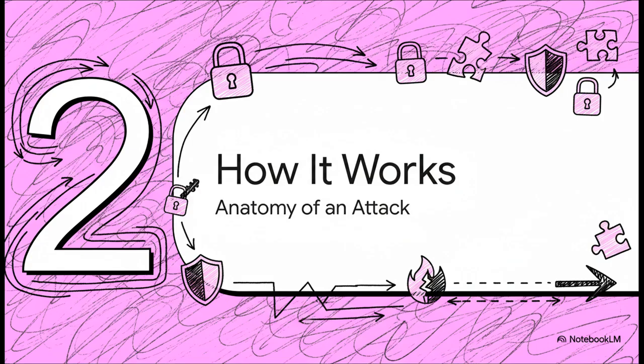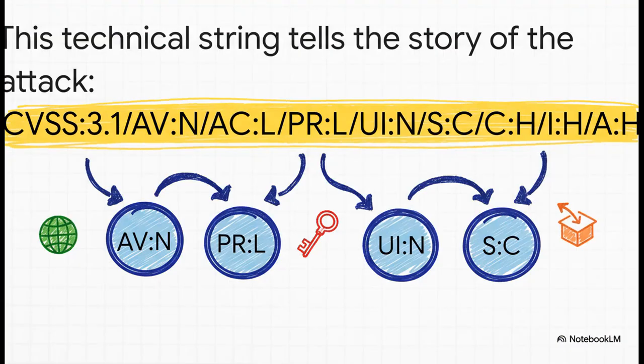Okay, so we know what it is and why it's so bad. But how would an attacker actually pull this off? Well, the entire story is kind of hidden inside the vulnerability's technical fingerprint, the CVSS vector string. Now, it might look like a bunch of gibberish, but it tells you everything you need to know. Yeah, this thing right here. This string of letters and colons isn't just random code. It's practically a recipe for disaster.